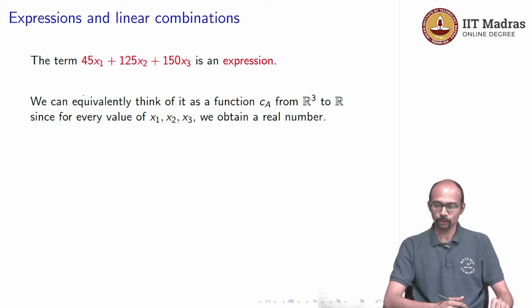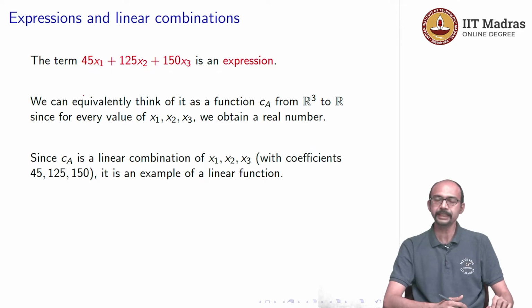Okay. So, we can equivalently think of this as a function, and that is what this video is going to be about. We can think of this as a function CA, C for cost, A for the shop A, from R3 to R. Since for every value of x1, x2, x3 we get a real number, right. How do we do that? Because if you plug in some values for x1, x2, x3 you can evaluate. That is exactly what we did in the previous slide, where we evaluated this with specific values of x1, x2, x3. So, that means given a particular triple, meaning given values of x1, x2, x3, it will give us a real number. Okay. So, we can treat this as a function from R3 to R.